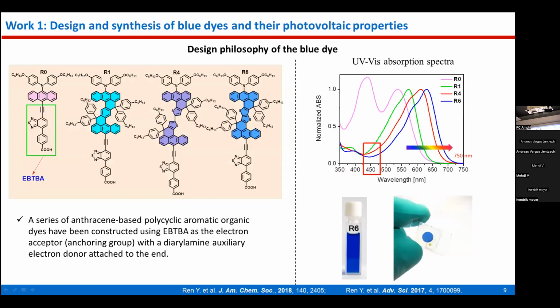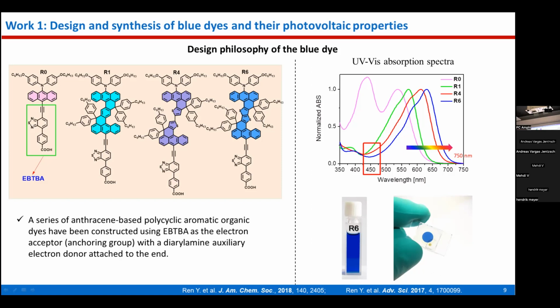Finally, we constructed a series of anthracene-based polycyclic aromatic organic dyes. Based on the core we developed, we use the EBTB as the electron donor, also the anchoring group. At the end, we linked the diarylamine to broaden the absorption spectral response.